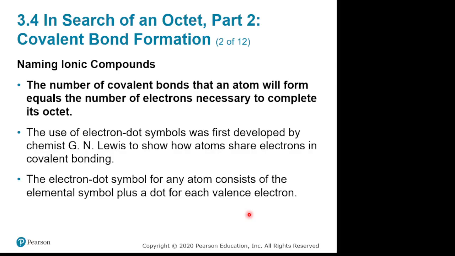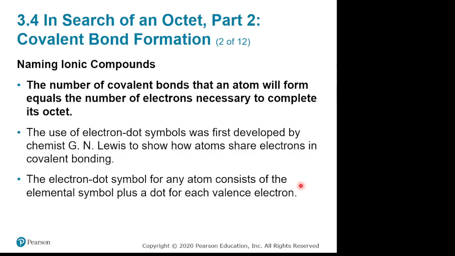The way to draw these out was actually developed by G.N. Lewis, and so it's called the Lewis dot symbol. Without his name in it, it's just called the electron dot symbol. We use electrons around the symbols of the atoms to represent the electrons in that valence shell, and we're going to join those into our covalent bonds.